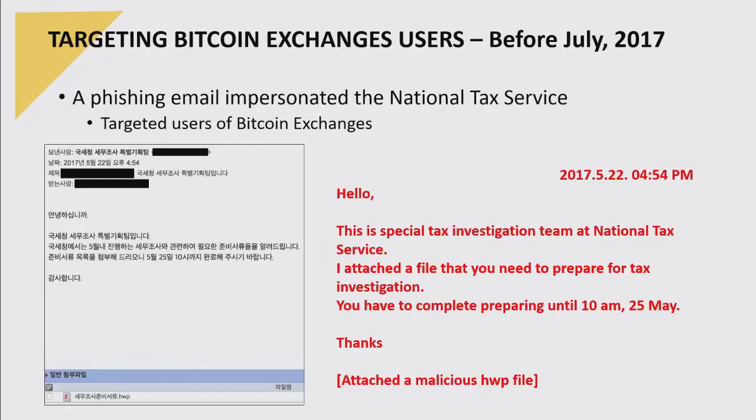The first attack in May last year targeted Bitcoin exchange users. They impersonated the National Tax Service and guided victims to open the attached file. The email shown in the slide is the actual spear phishing email. You can see the translation on the right side. This email was sent to many Bitcoin exchange users, but it wasn't confirmed how many users' information was leaked.